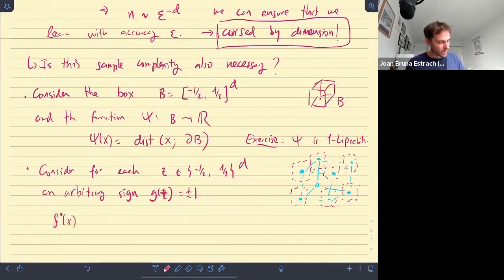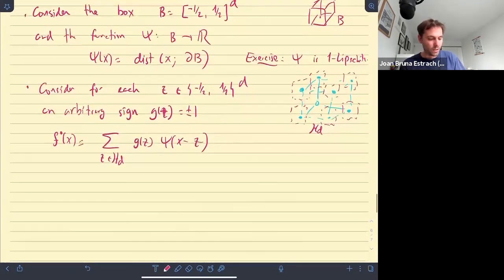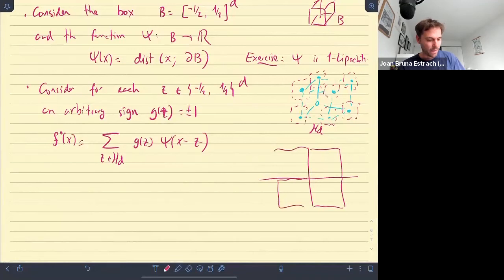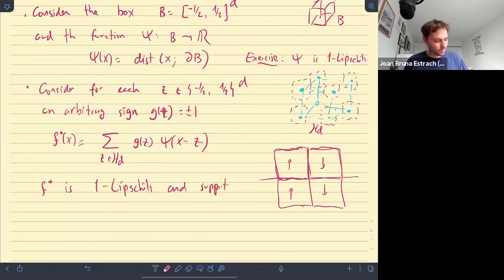Now I consider the function f star of x, the sum over all these points, the hypercube in dimension d, of the translated window with the corresponding sign. So the picture in 2D: I would have four copies of my little function. Sometimes this little function goes upwards, sometimes backwards, that's flipping the sign. This function is localized, zero on the boundary, so f is still 1-Lipschitz and supported in [-1, 1] to the d.